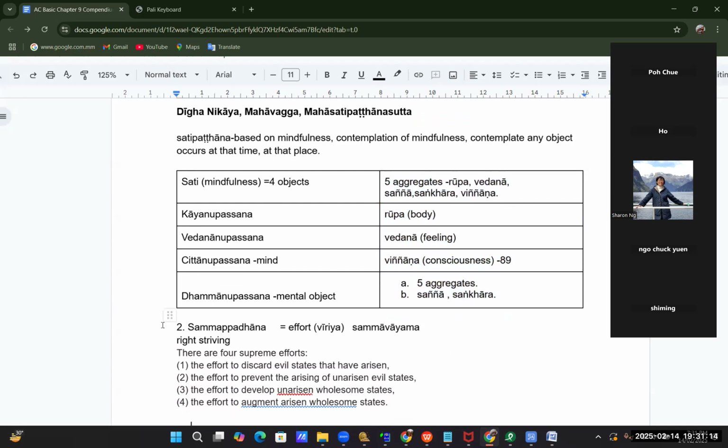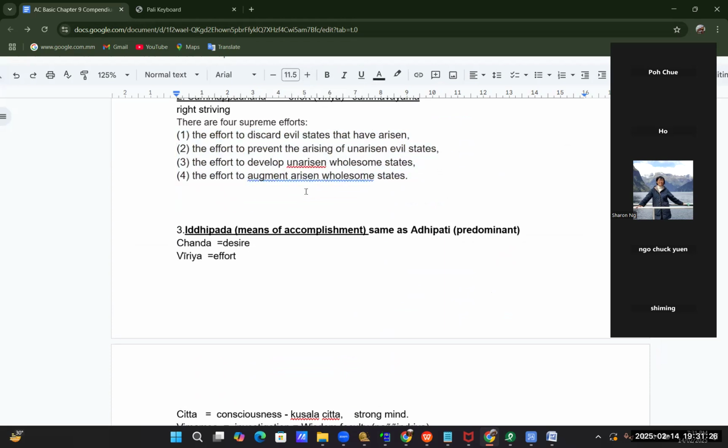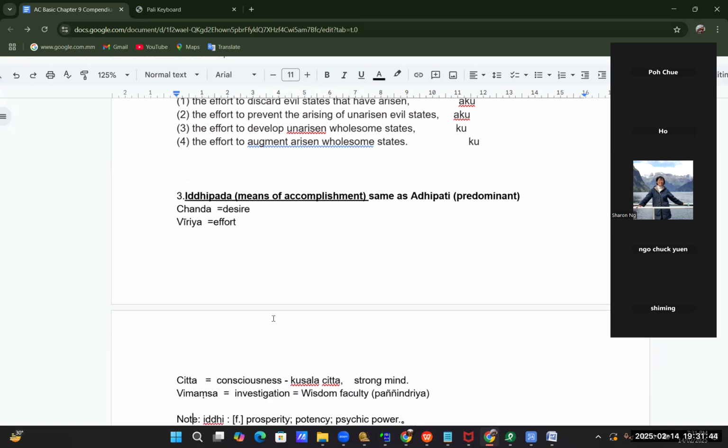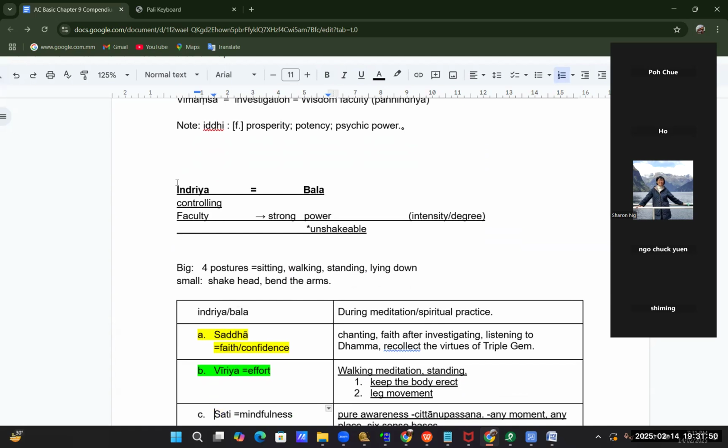And then the second category will be Samapadana. This is the second category. 4 efforts, 2 to reduce the unwholesome, 2 to increase the wholesome, right? So this will be on the akusala, this will be on the kusala, right? And then number 3 will be Iddhipada. Same with the adhipati, you got the chanda, virya, chitta, vimamsa. So after that, this is number 3, all right? So number 4 will be indriya, number 5 will be bala.